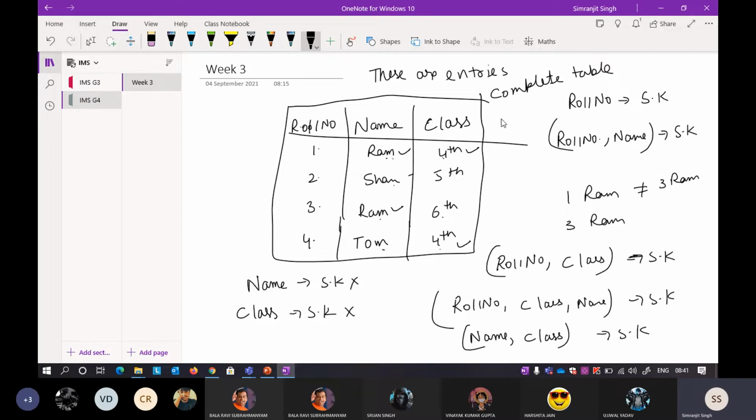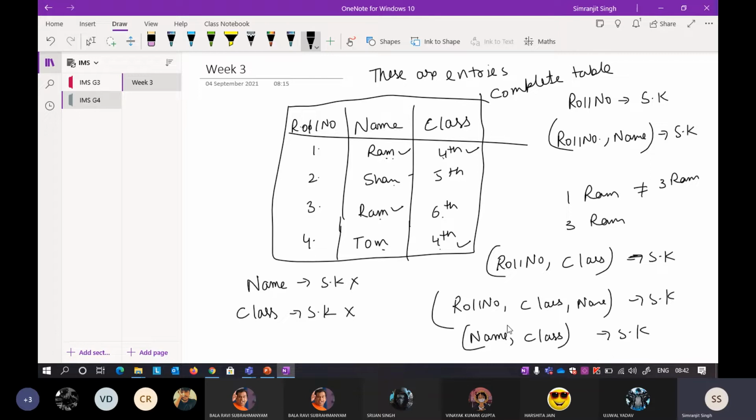There may be other entries like address and other things: roll number, name, class, address, then your test marks, fees, and every other attribute that can be identified. Provided that is the complete table. So do not confuse this.